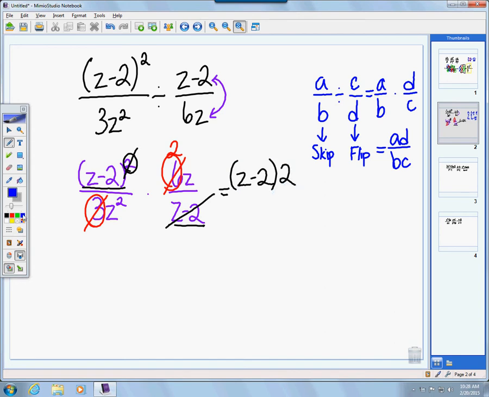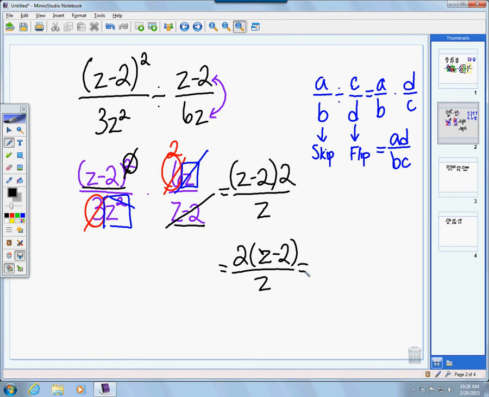And then finally, I have a z squared in the denominator and a z in the numerator. Well, again, I can get rid of or reduce one z out of each, and that leaves me with just a z left in the denominator. So usually how we write these, we usually write just a constant value in front of a quantity. So we can go ahead and do that.